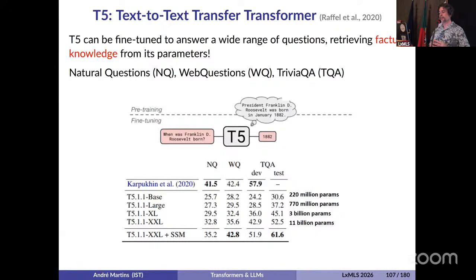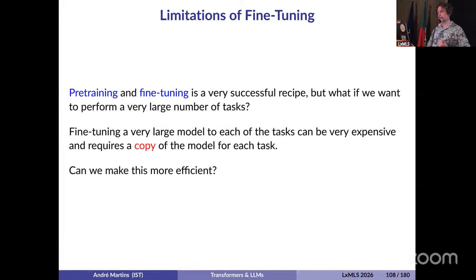So T5 was interesting because they showed that the model could be fine-tuned to answer a wide range of questions. Basically, they were trying to map every NLP problem to a question-answering problem, and they also realized that the model would be very good at remembering factual information, right? Okay, so these are the most famous examples of this pre-training and fine-tuning paradigm.